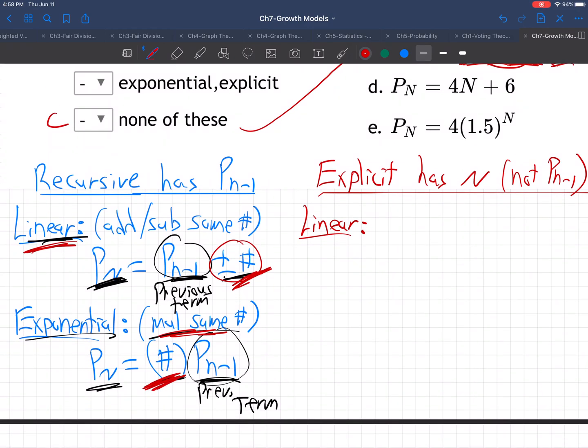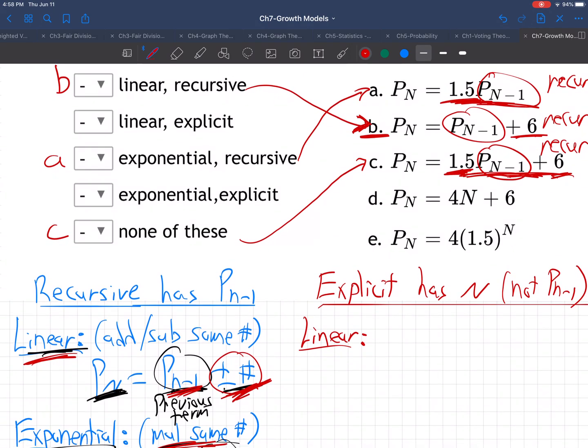So linear recursive just adds or subtracts a number. Exponential recursive just multiplies by the same number every time. It multiplies the previous term by the same number every time. Linear recursive adds or subtracts the same number to the previous term every time. When you do both of those, that's more complex. That's none. Okay, so now we're in position to figure out the explicit formulas.